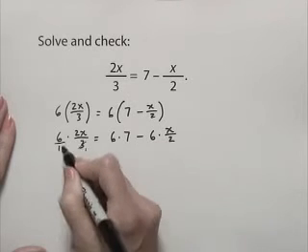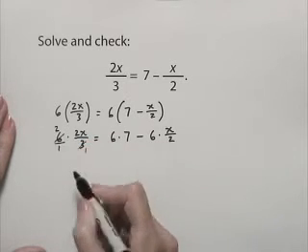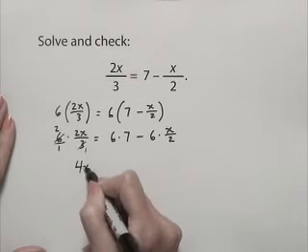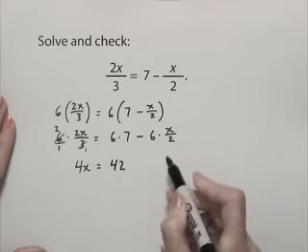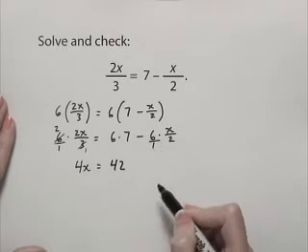3 divided by 3 is 1. 6 divided by 3 is 2. 2 times 2x gives us 4x. On the right-hand side, 6 times 7 is 42. And in a similar manner, we think of this as 6 over 1.